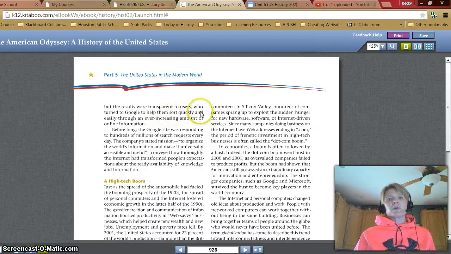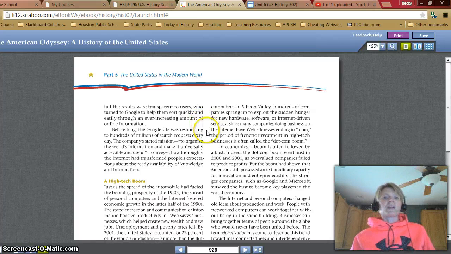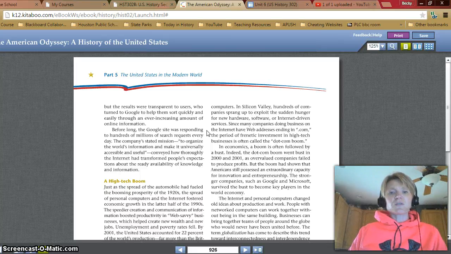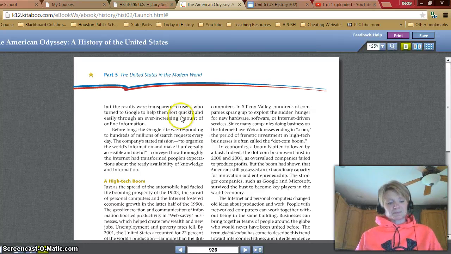but the results were transparent to users who turned to Google to help them sort quickly and easily through an ever-increasing amount of online information. Before long, one Google site was responding to hundreds of millions of search requests every day. The company's stated mission to organize the world's information and make it universally accessible and useful conveyed how thoroughly the internet had transformed people's expectations about the ready availability of knowledge and information.